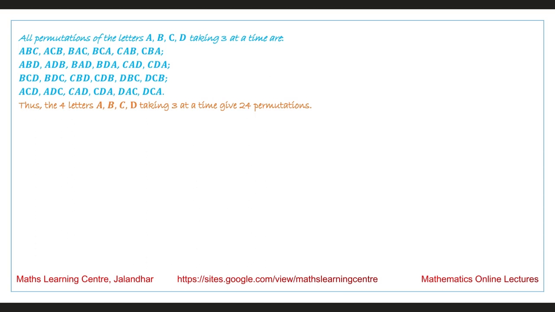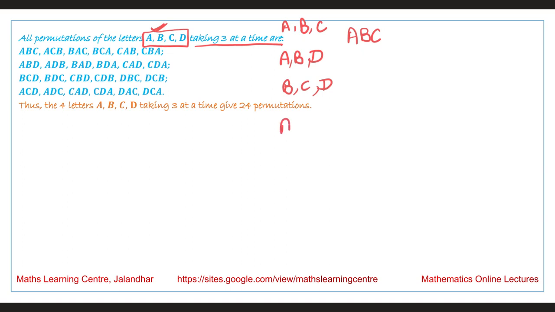Next we have all permutations of the letters A, B, C, D, taking 3 at a time. We have to take 3 letters. So first of all, I have to choose 3 letters from these. I would have chosen A, B, C. I would have chosen A, B, D. I would have chosen B, C, D. And last it is A, C and D.